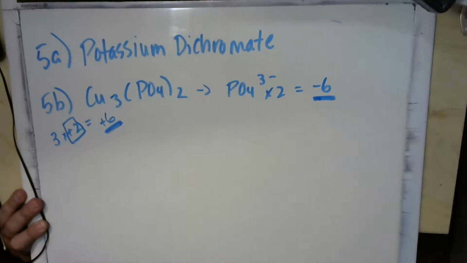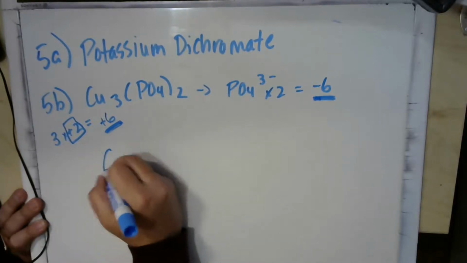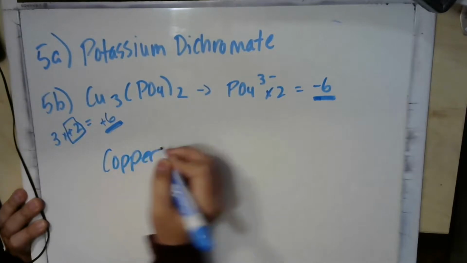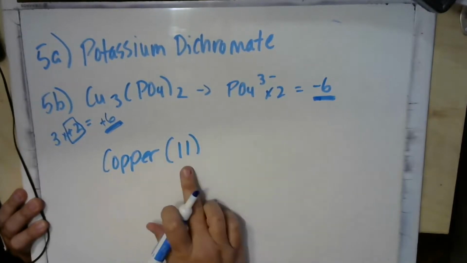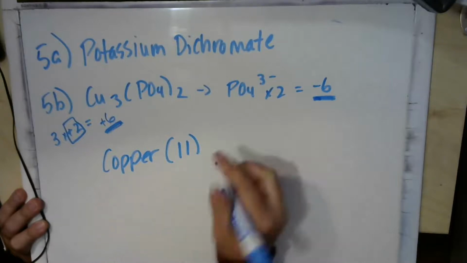So now we're going to name it using that charge. So this would be copper(II), because remember, what goes in the parentheses is the charge, not the number of coppers. Copper(II) phosphate.